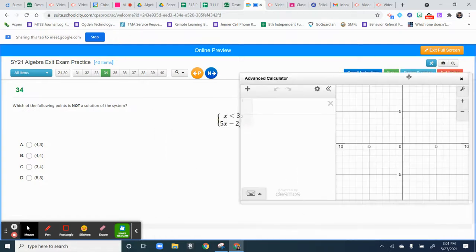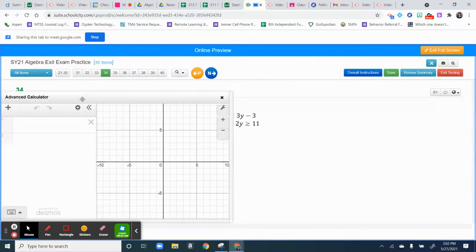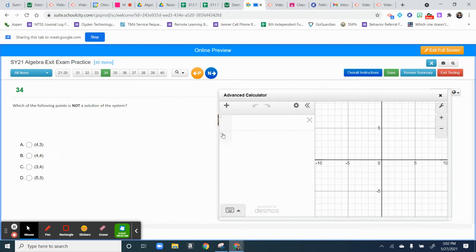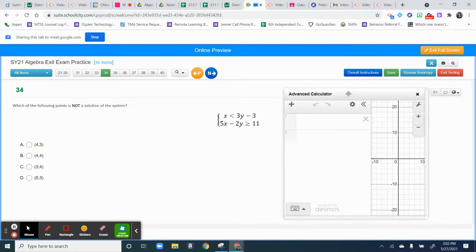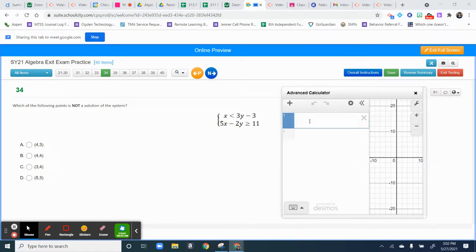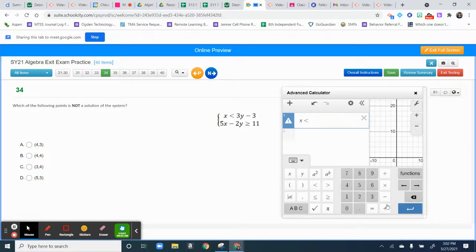I can't make it smaller so I can see my, oh, there we go. I'm going to make it smaller just so I can put my equations in and then I'll make it bigger. All right, so I have x, and then to do the less than sign, I can either type it or you can use the calculator down here. And it has the keypad.